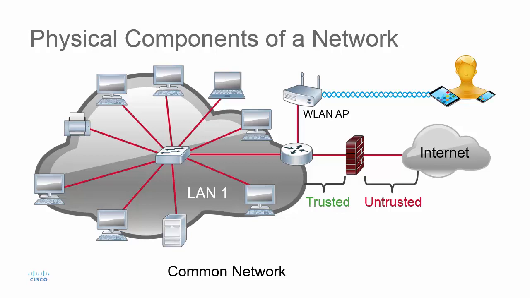So this is what enterprise networks look like. Home networks are simpler and have devices that combine all of these elements into one device because there's no need to have enterprise-grade network equipment there.